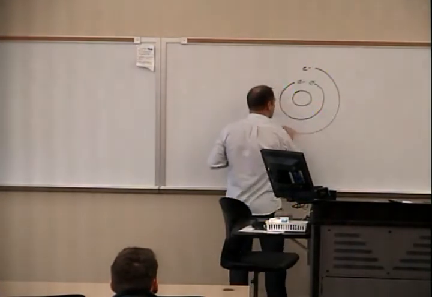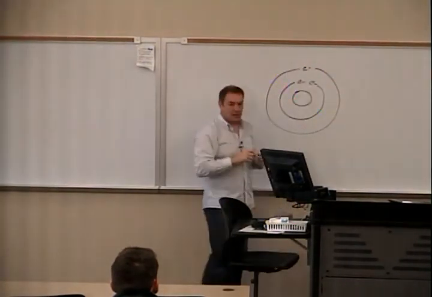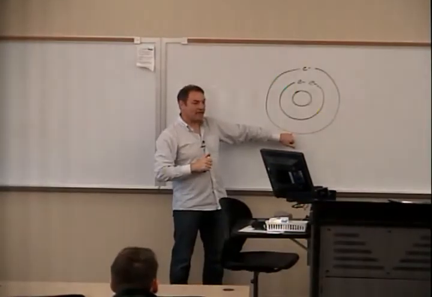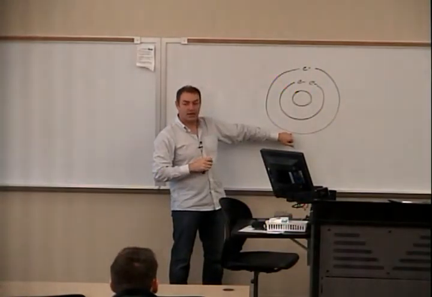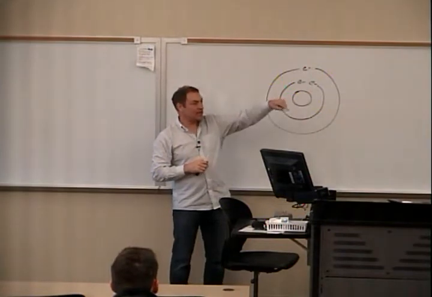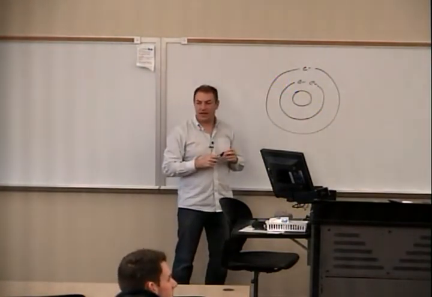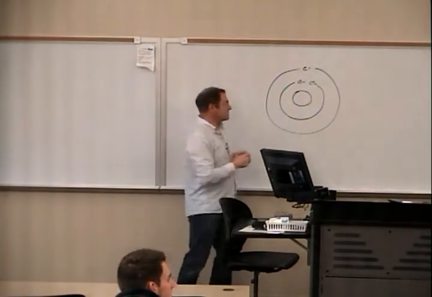There we go. Now, how many electrons can this shell hold? 8. Max of 8, a max. So let's take good old carbon. How many electrons does carbon have? 6. All right.